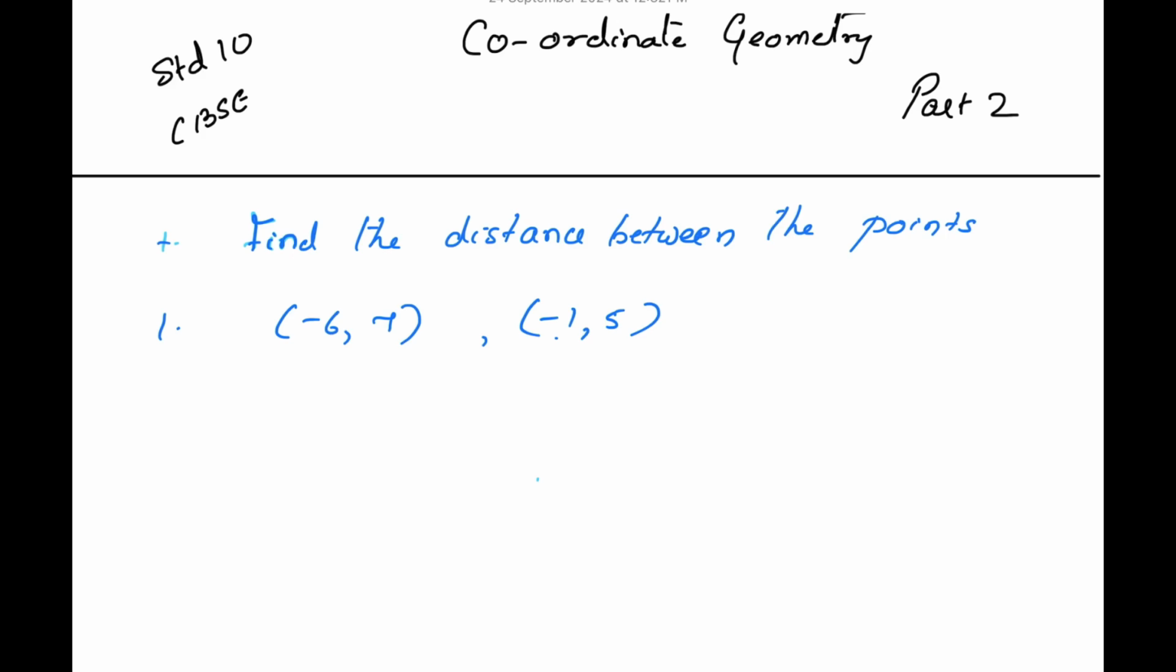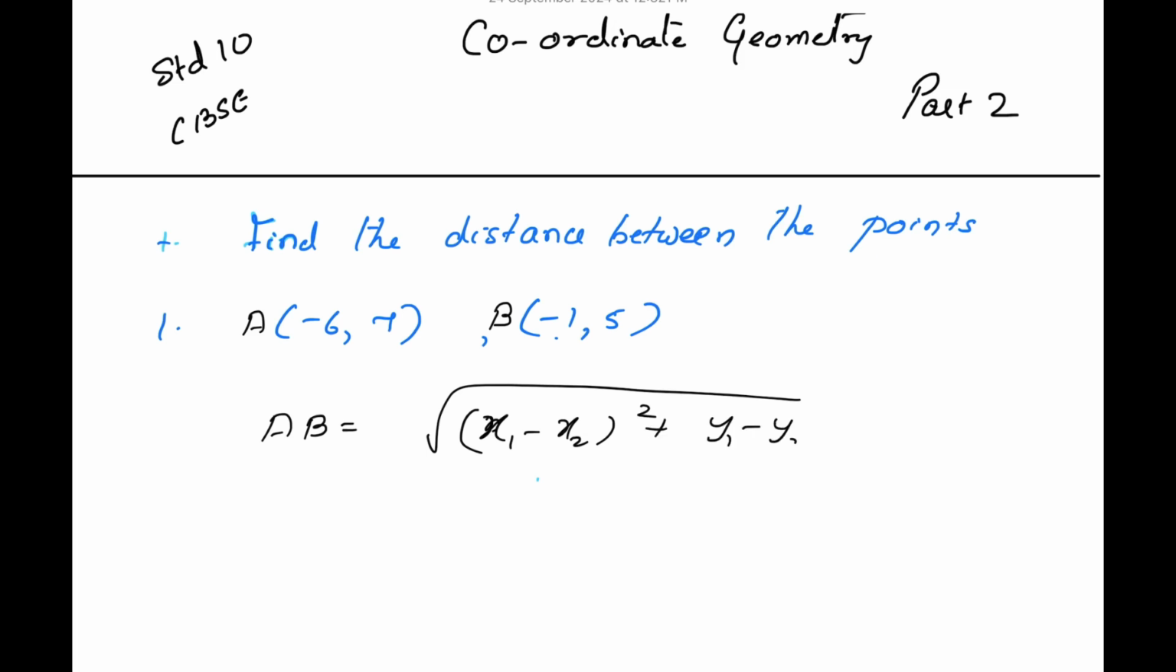Now here two points are given. You have to find the distance between the points. So I'll put this as A and B. You know the distance AB is equal to root of x1 minus x2 the whole squared plus y1 minus y2 the whole squared. It's only the difference between the x coordinates square plus difference between the y coordinates square.